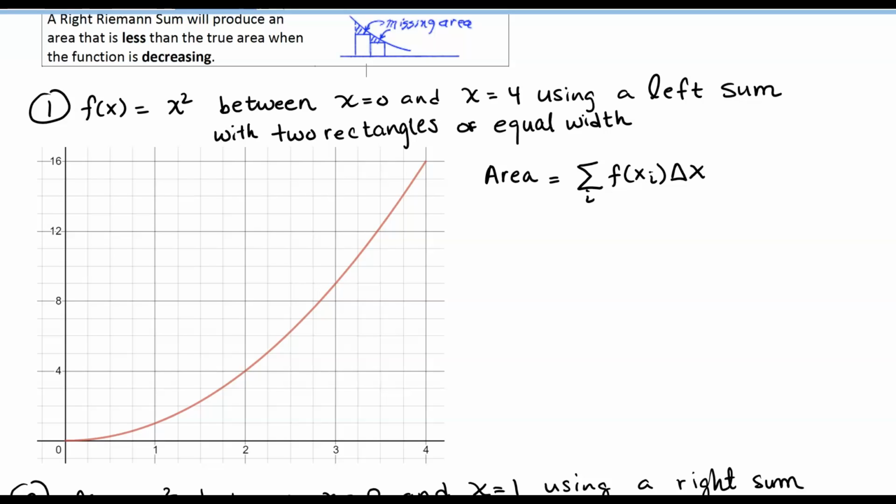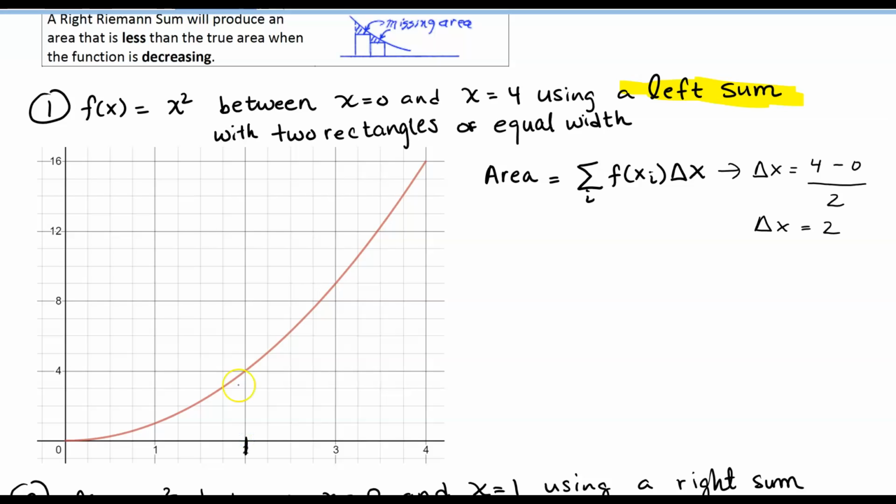So look at here. It says f of x equals x squared between x equals 0 and x equals 4 using a left sum, and I'm going to highlight that, left sum, with 2 rectangles of equal width. The first thing I'm going to do is calculate my delta x value. My final value is 4, my initial value being 0, and I'm going to divide that into 2 rectangles. So that means my delta x is 4 divided by 2, which is 2. So I'm going to cut this in half right here.